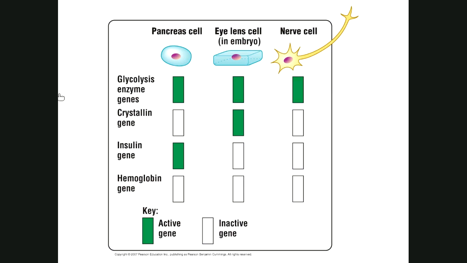Examples of housekeeping genes would be any gene that codes for an enzyme involved in any one of the 3 stages of cellular respiration, such as glycolysis. It doesn't matter if it's a pancreatic cell, a cell of the lens that's in the embryonic stage, or a nerve cell. So in other words, it doesn't matter if it's a developing embryo all the way up to an adult. It doesn't matter what type of cell it is. All cells need energy in the form of ATP, and they constantly need that energy.